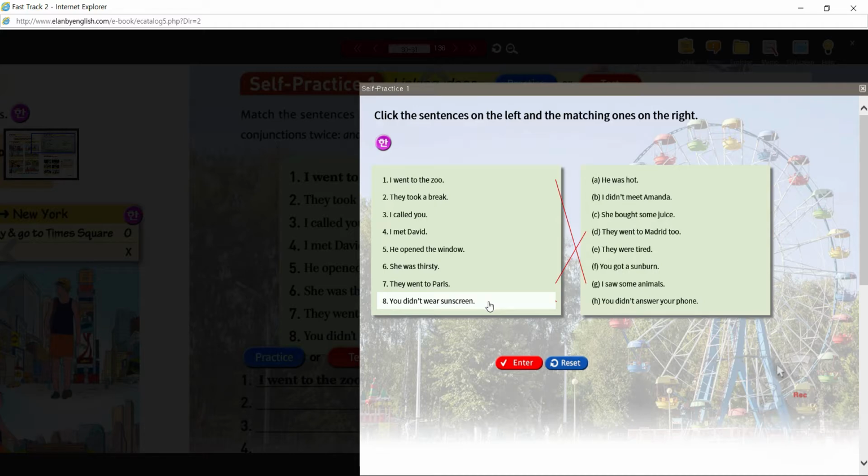So no sunblock, no SPF. So you didn't put that on. What's related? Sunburn. Sunburn, sunscreen. Or not wear sunscreen, sunburn. I see a relation there. Number 4 and letter B seem to match. We're both talking about meeting.